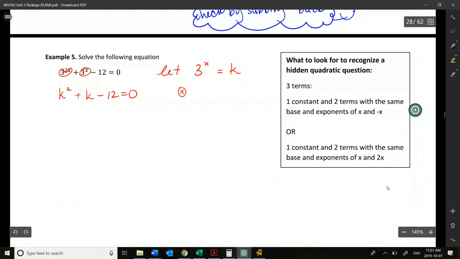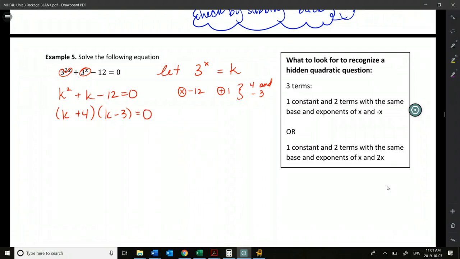Negative 4 and 3. Okay, multiplies to negative 12, adds to positive 1. Did you say negative 4 and 3? Yeah, 4 and negative 3. Oh, never mind. Okay. So this is super nice because it's a trinomial. When a equals 1, I can sub in the values that I found right away here. What are my k's equal to? Negative 4 and 3. There you go.